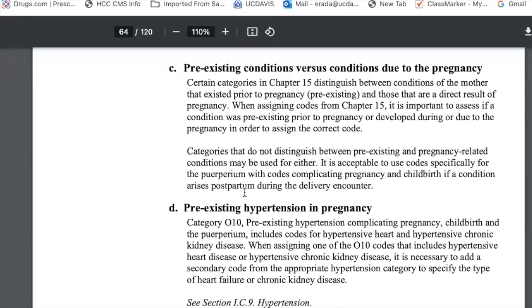So, pre-existing conditions versus conditions due to the pregnancy. Okay, what are these pre-existing conditions? It says here in the guidelines that Chapter 15 distinguishes between conditions of the mother that exist prior to pregnancy and those that are a direct result of pregnancy. When assigning codes from Chapter 15, it is important to assess if a condition was pre-existing prior to pregnancy or developed during or due to the pregnancy in order to assign the correct code.